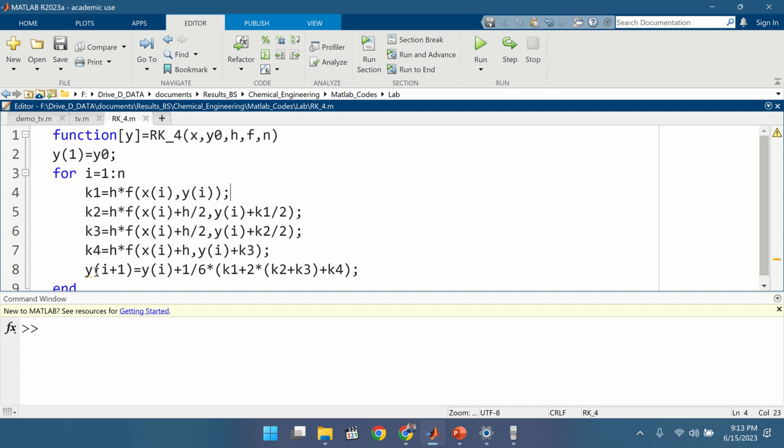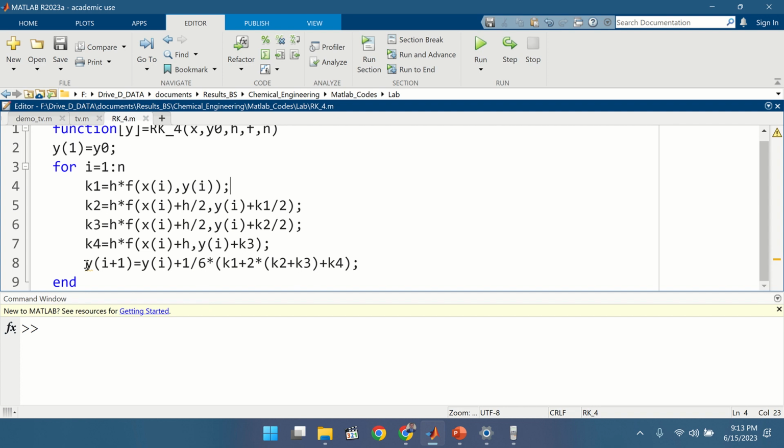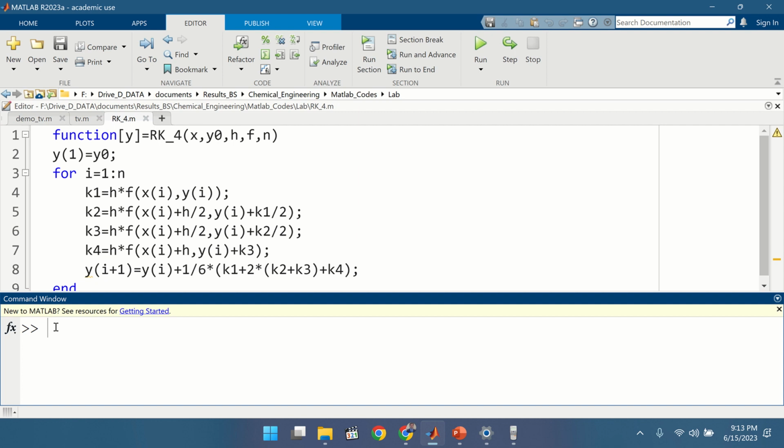And then we were finding y(i+1), sorry, i plus 1. That means we'll be finding y2. So y2 is y1 plus 1 by 6, k1 plus 2 times k2 plus k3 plus k4. And that will compute all the values of y and store them in one variable, that will be y. Okay, so it's a very simple and short code. There is nothing to be worried about. Right, how do we run it?